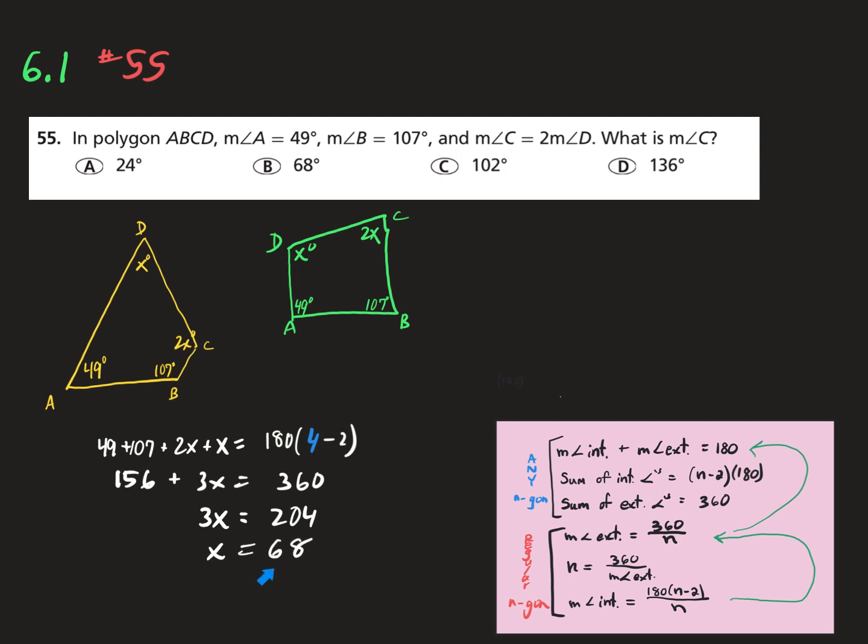Great example of this common error. You solve this, you do all the work, it's splendid, and x is 68, and you say, aha, it's choice B. But don't forget to ask yourself, did they ask for x? They asked for the measure of angle C. Is the measure of angle C equal to x? No, the measure of angle C is 2x. So 2x is 136, and that's how we get to an answer in number 55.